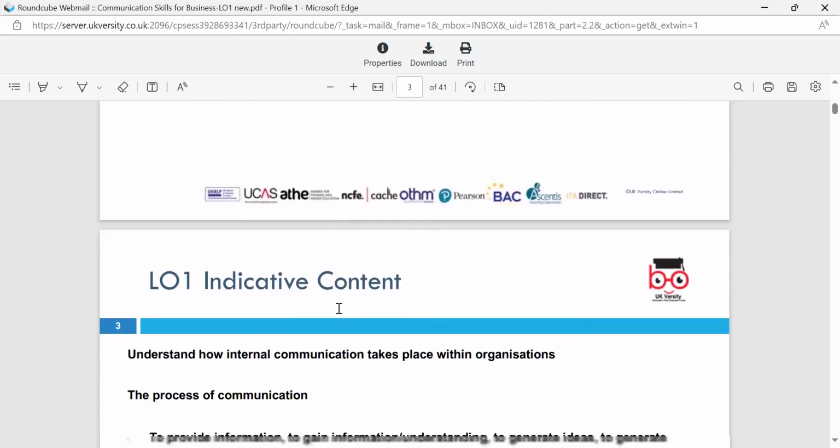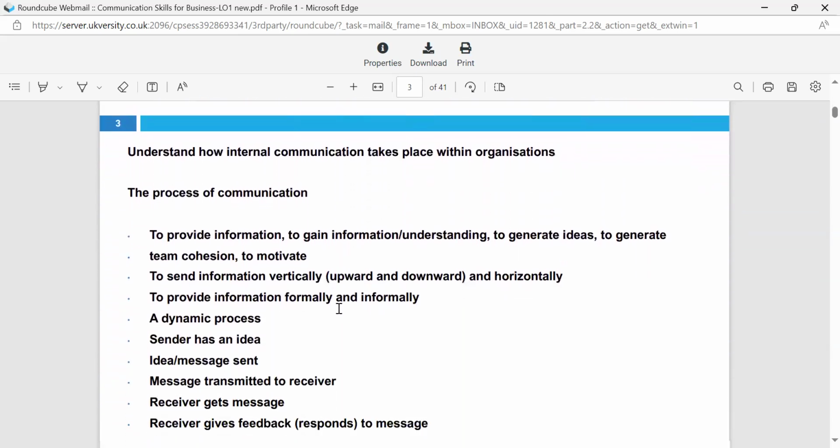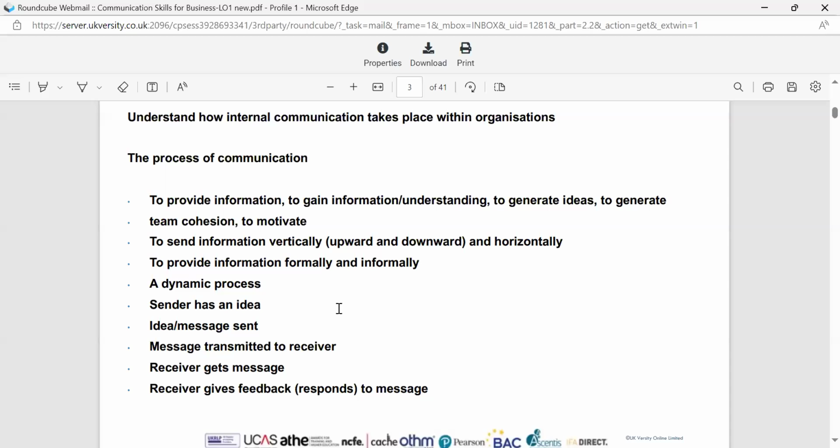So the learning outcome 1 indicative content. We look at understanding how internal communication takes place within any organization. So we look at the process of communication, why it's so important. It's there to provide information, like you said, Olu, to gain information, understanding, and to generate ideas, for team cohesion, to send information vertically, so upward and downward, and horizontally, to provide information formally and informally.